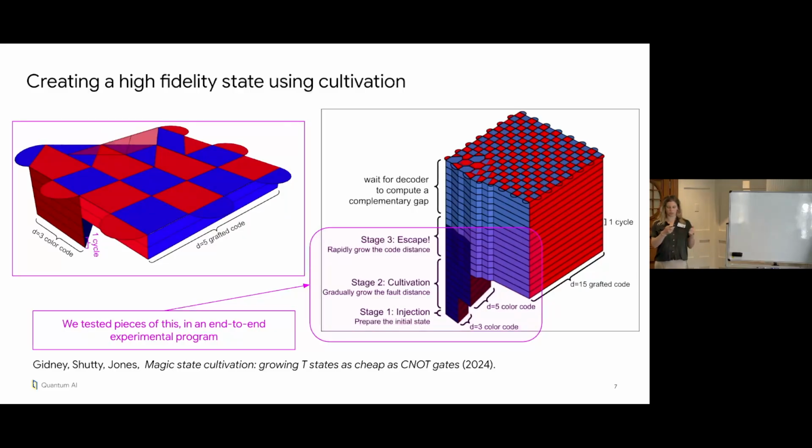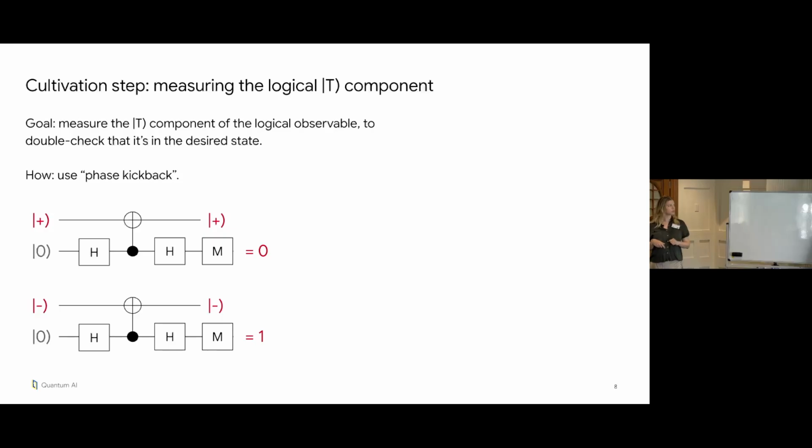In practice, we'll escape to larger and larger codes as our chip sizes grow. So the physics of how it works is that magic state cultivation runs a measurement of the H operator, the Hadamard operator, whose eigenstates are magic states, and post-selects on the desired result. And the way that it runs that measurement is using phase kickback.